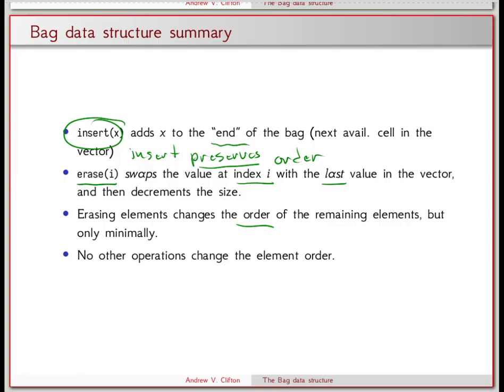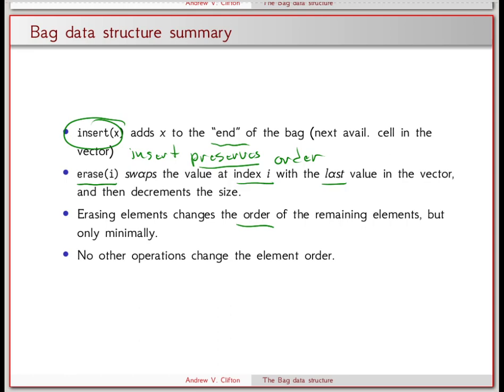None of the other operations change the element order. Insert and erase are the only ones that modify the stuff in the bag. Everything else just leaves things as they are. So those are the only two that can shuffle things around. Yeah, so that's the basics of our bag data structure. The vector class is doing a lot of the heavy lifting for us. It's managing memory and doing all of that stuff.